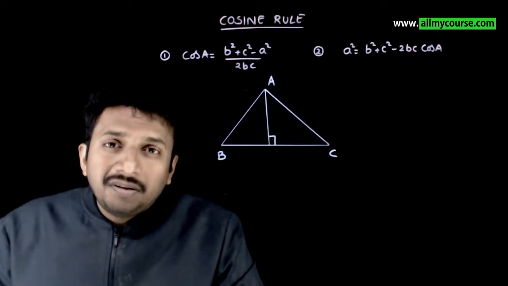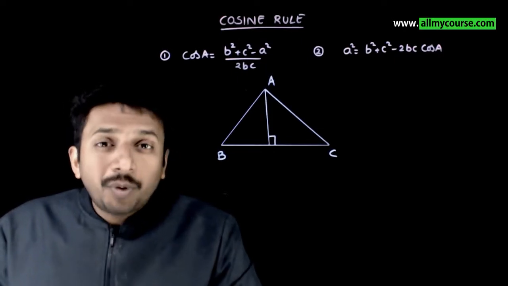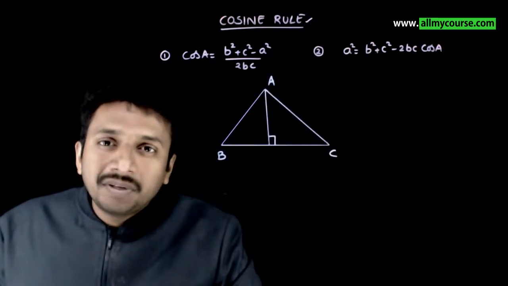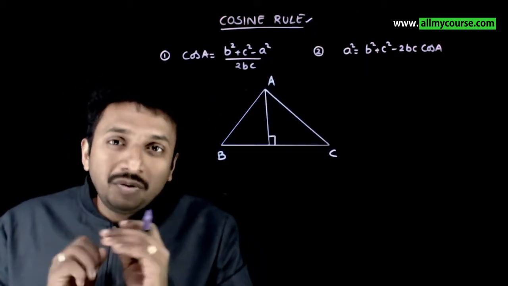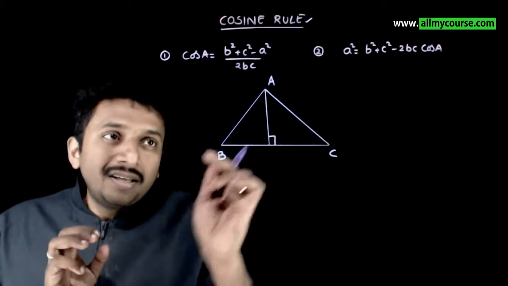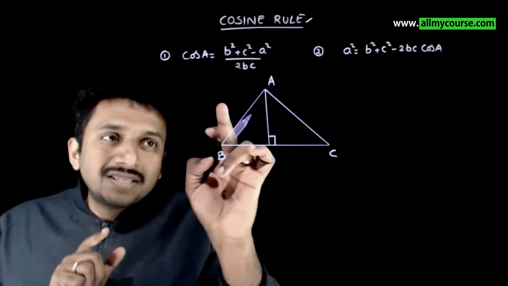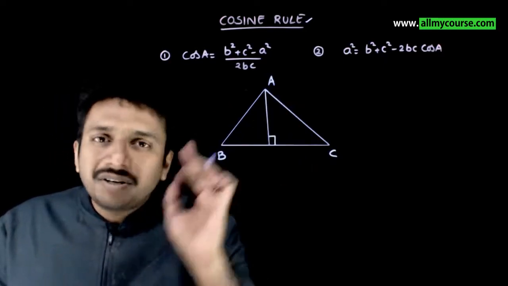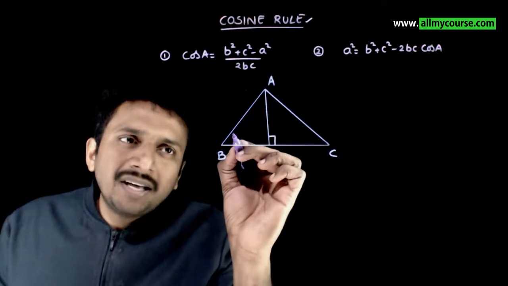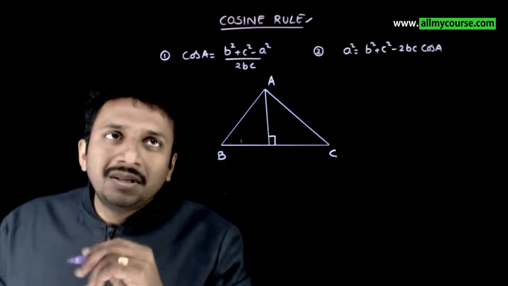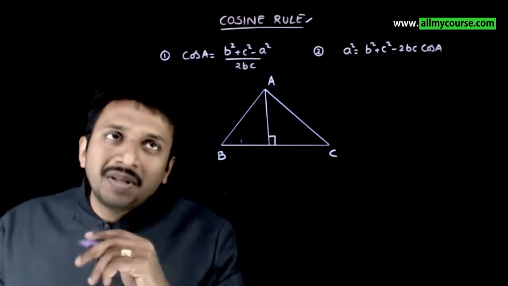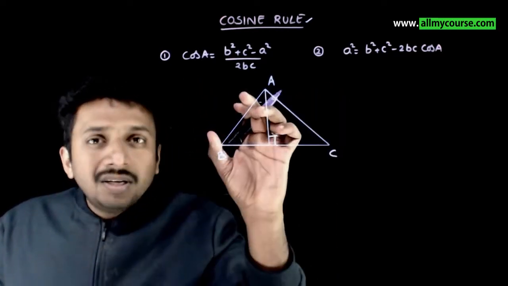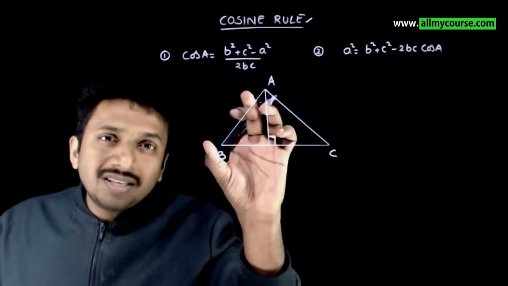So welcome students. In this video let us look at an important property of a triangle which is called the cosine rule. This cosine rule will be useful to find the angles if the sides of the triangle are known. Assume that you know the three sides of a triangle and you are asked to find angle B or angle A, and so on.